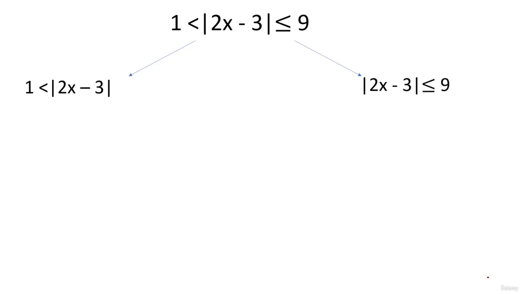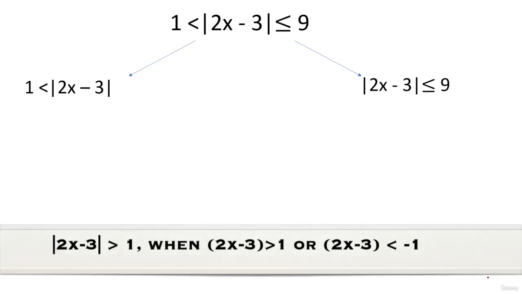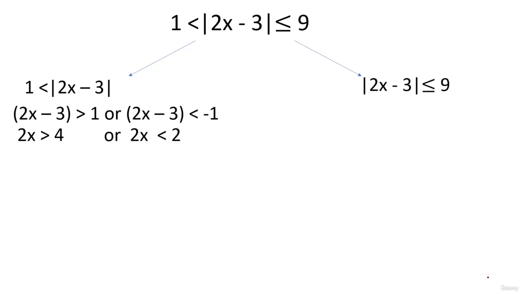Okay. So solving 1 less than mod 2x minus 3, when will it be greater than 1? Mod of 2x minus 3 will be greater than 1 when 2x minus 3 itself is greater than 1 and 2x minus 3 is less than minus 1, right? Solving them separately, 2x minus 3 is more than 1. Taking minus 3 on the right hand side will become plus 3. So 2x should be greater than 3 plus 1, 4. Okay, so x is greater than 2.